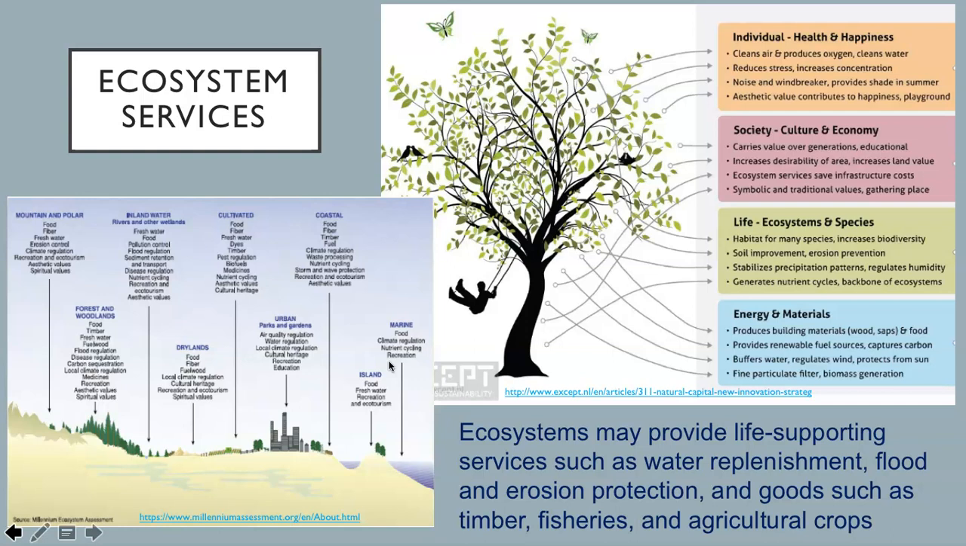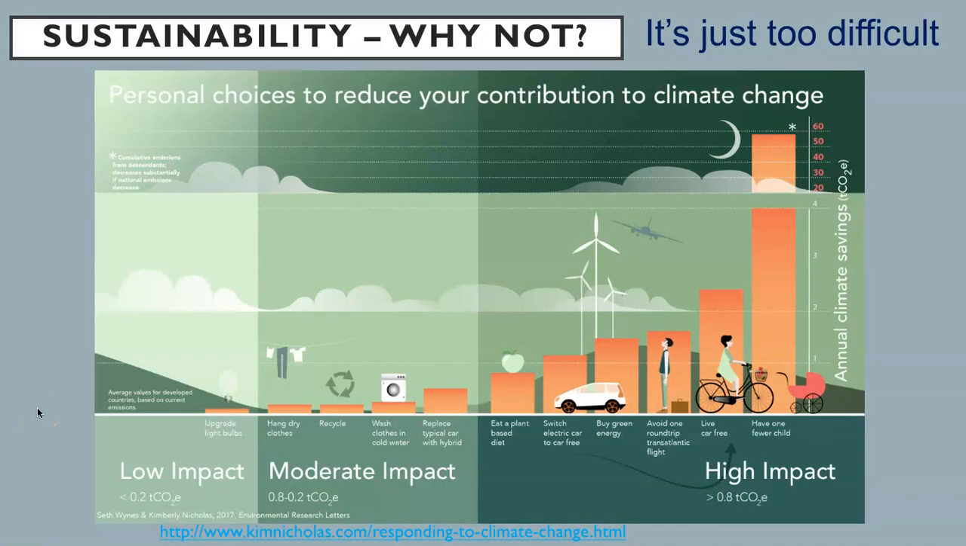So why don't we live more sustainably then? Why don't we choose to live sustainably? Well, frankly, because changing what we do seems too difficult. Most of us would be willing to change our light bulbs, but how many of us are willing to switch to a vegetarian diet, or an electric car, or take fewer flights, or go car-free?